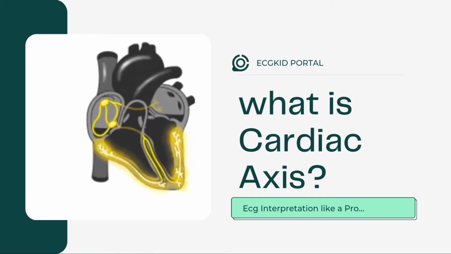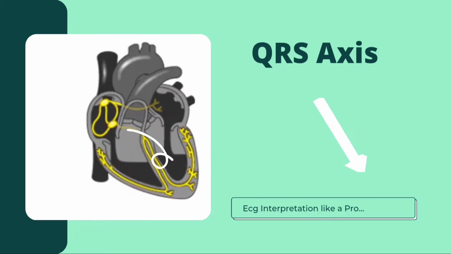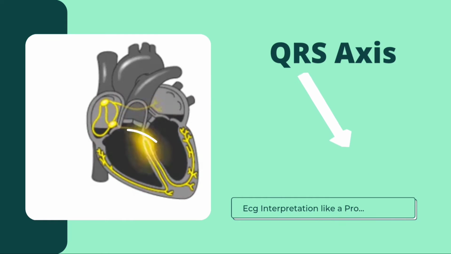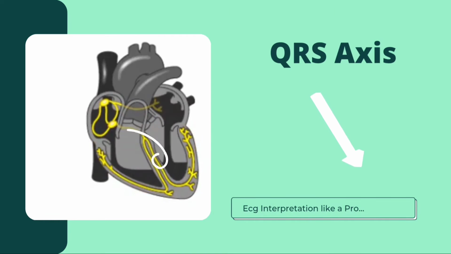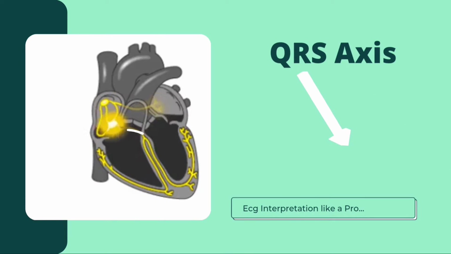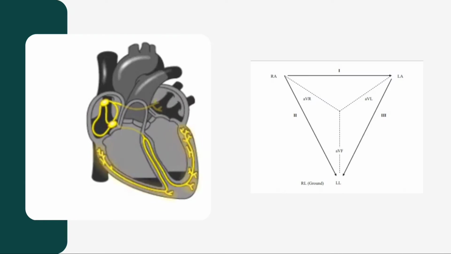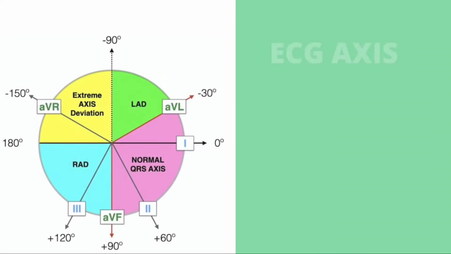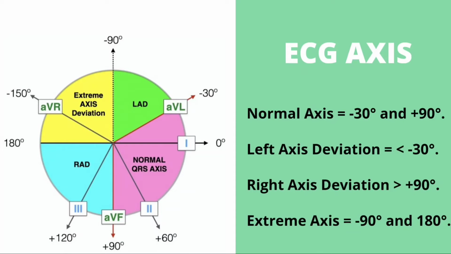ECG axis is direction of electrical activity of heart. Since the left ventricle makes up most of the heart muscle under normal circumstances, normal cardiac axis is directed downward and slightly to the left. Normal axis is when QRS axis is between -30 degrees and +90 degrees.